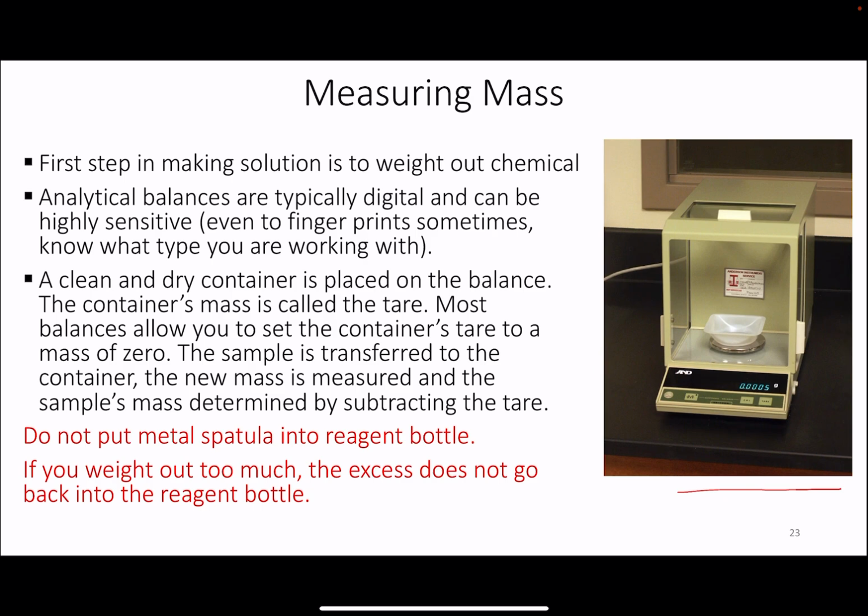You put a clean and dry container on the balance. This is called a weigh boat. And then you tare it so that it's registering 0 when you have the weigh boat on. And then you add the powder to this container using a little spatula until you record the weight you need. A couple of tips: you never put the metal spatula back into the reagent bottle. You're always trying to protect the reagent bottle. And if you weigh out too much, like let's say you get a clump here, you don't put it back in the bottle. You always put it to waste. You're always trying to maintain the integrity of that reagent bottle.